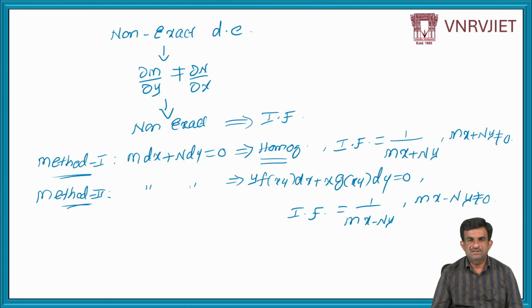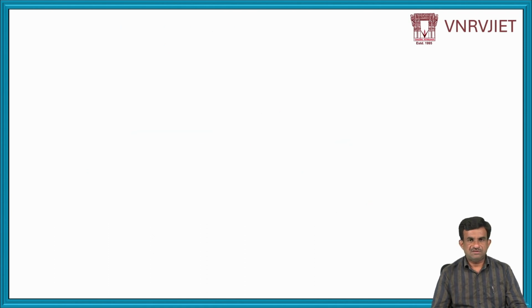In method 2, M dx plus N dy equal to 0 is non-exact, and it is in the form y into some function f of xy dx plus x into g of xy dy equal to 0. So if the non-exact differential equation is in this form, then we take the integrating factor as 1 by Mx minus Ny, where Mx minus Ny is not equal to 0. In the previous 2 lectures, I discussed all these things: what the exact differential equation is and what the non-exact differential equation is, and, using method 1 and method 2, how to find the solutions of the non-exact differential equations.